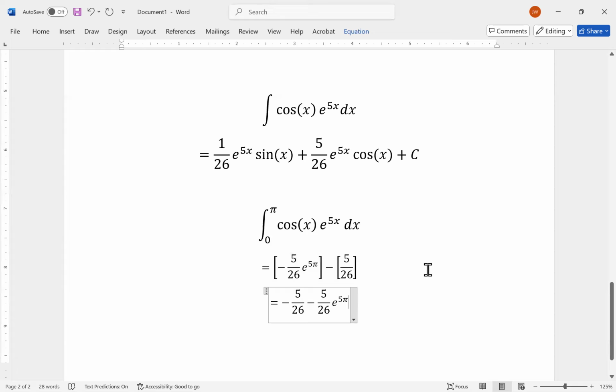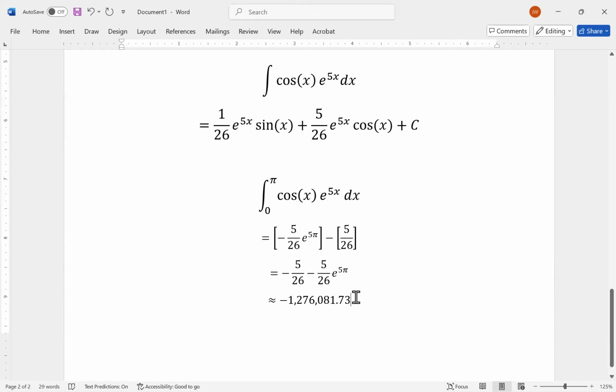And you can get an approximation of that by plugging that into your calculator. And it's something really, really big. About -1,278,081.73. Now, I typically don't do that.